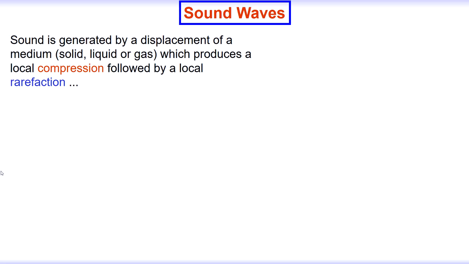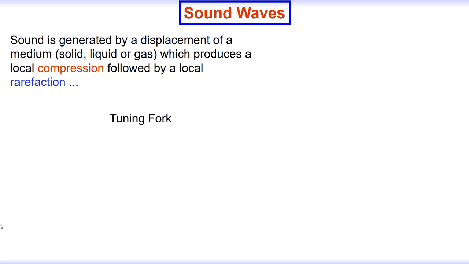One way to think of sound is that it's the result of the movement of a mechanical device or system that displaces a surrounding medium. That medium may be a solid, a liquid, or a gas, and the displacement of the medium produces a local compression followed by a local rarefaction.